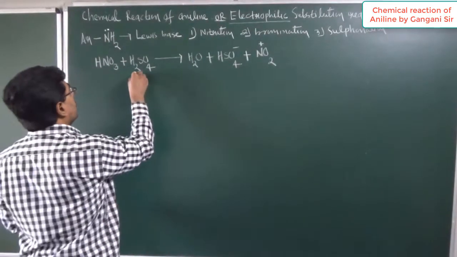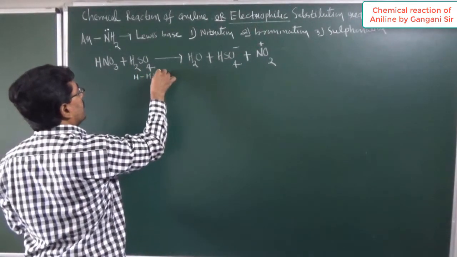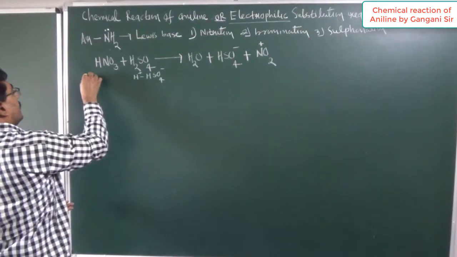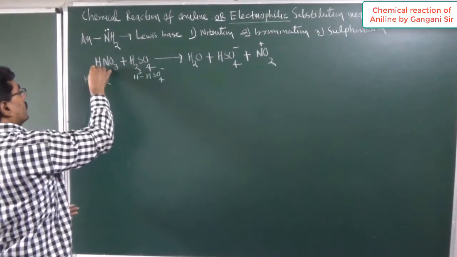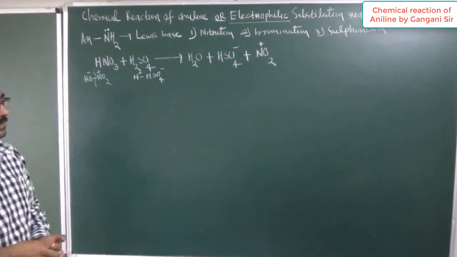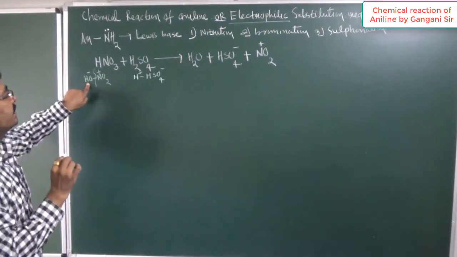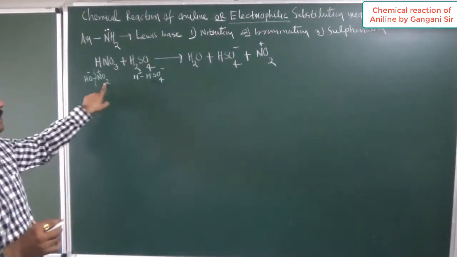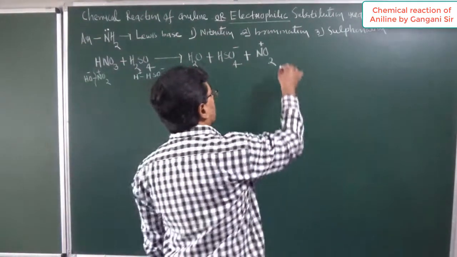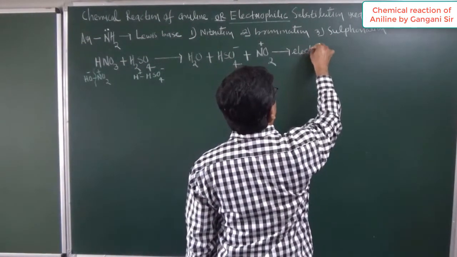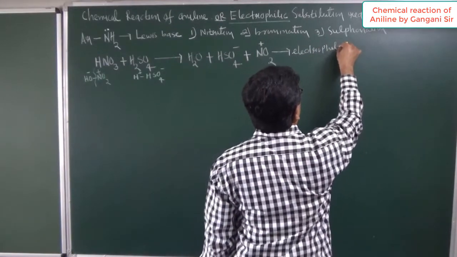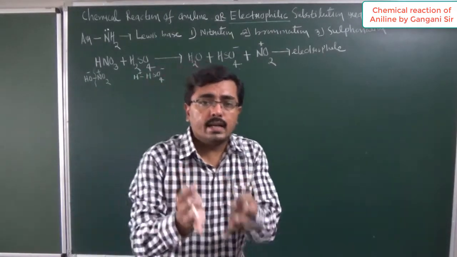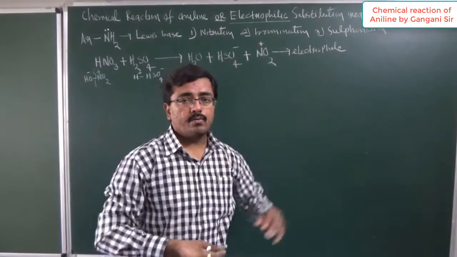You know very well, sulfuric acid is nothing but H plus and HSO4 minus ion. Nitric acid is nothing but hydroxyl group and NO2 group, HNO3, NO2 plus and OH minus. Now OH of nitric acid reacts with H plus of sulfuric acid and gives us water, and the remaining things are HSO4 minus and NO2 plus. So NO2 plus is nothing but an electrophile. I have just given the definition of electrophile: the positively charged species which has a tendency to accept electron pair is known as an electrophile.